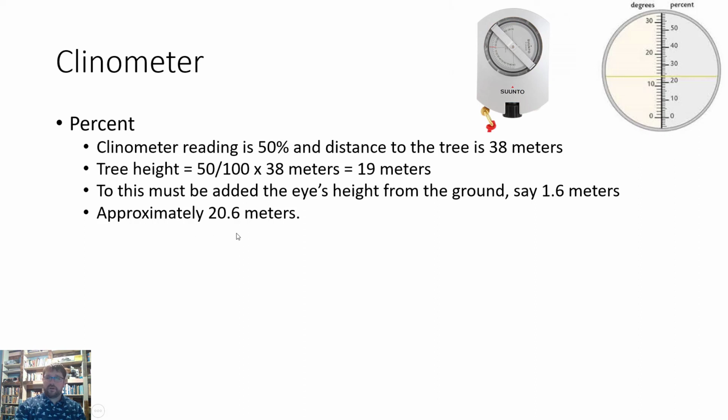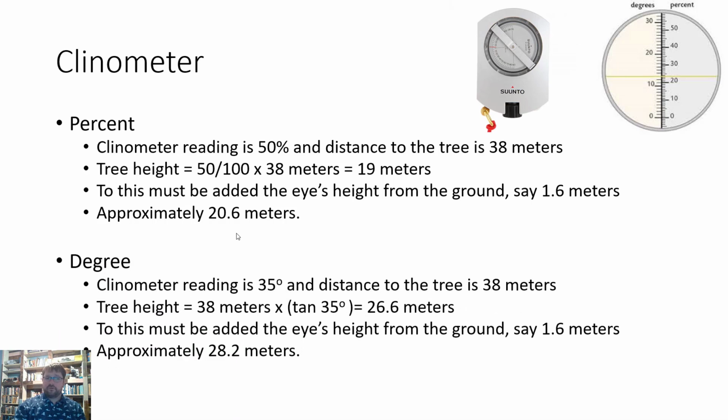Let's look at another one, but not using percent. Instead, we're going to use degrees. So let's say the clinometer reading is 35 degrees and the distance of the tree is still 38 meters. So the height of the tree is a little more, you have to calculate it a little differently. You take your 38 meters and multiply that by the tangent of 35 degrees. So in this case, you'd have 26.6 meters.